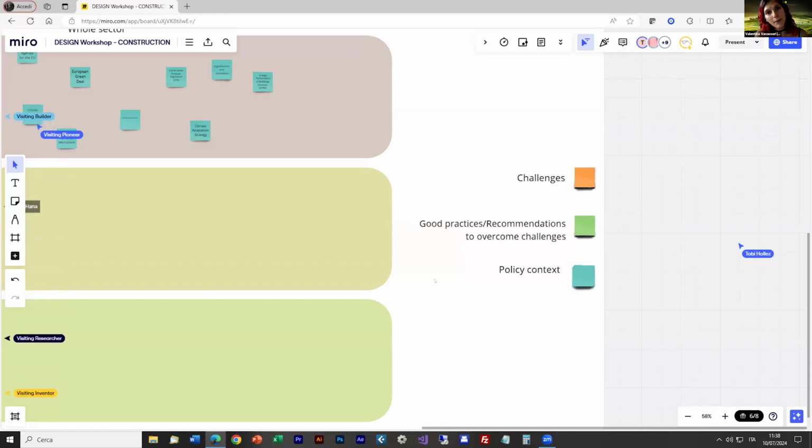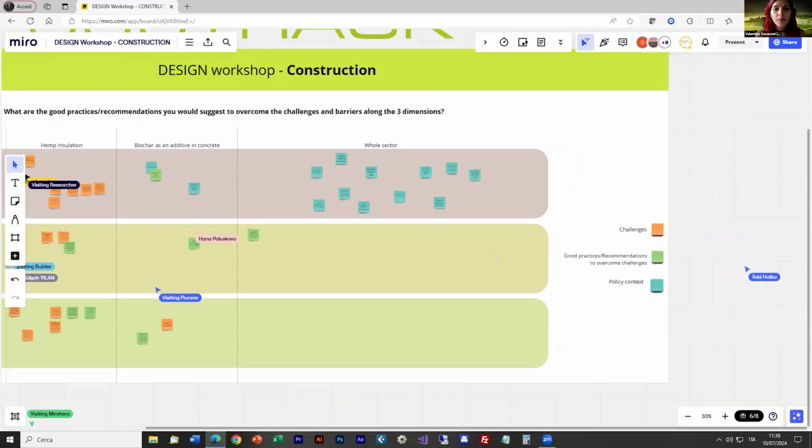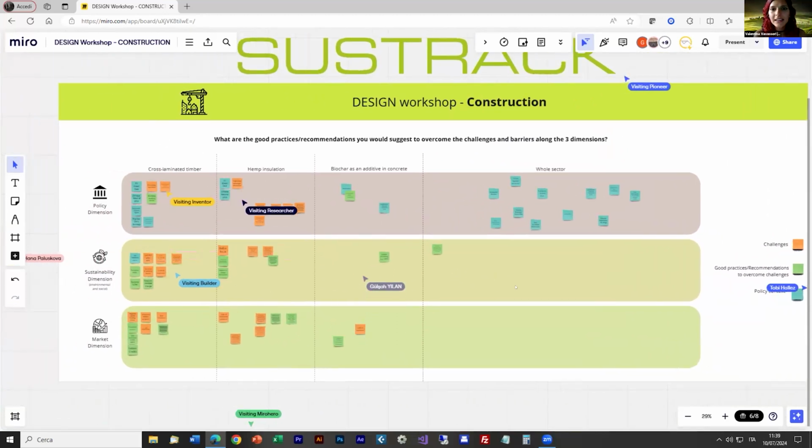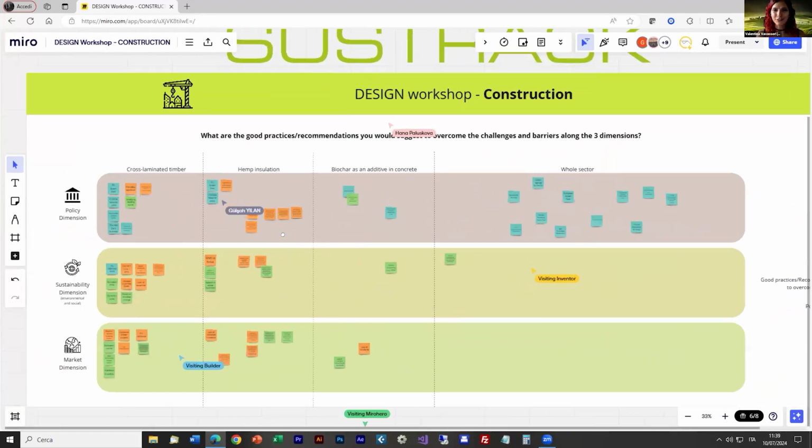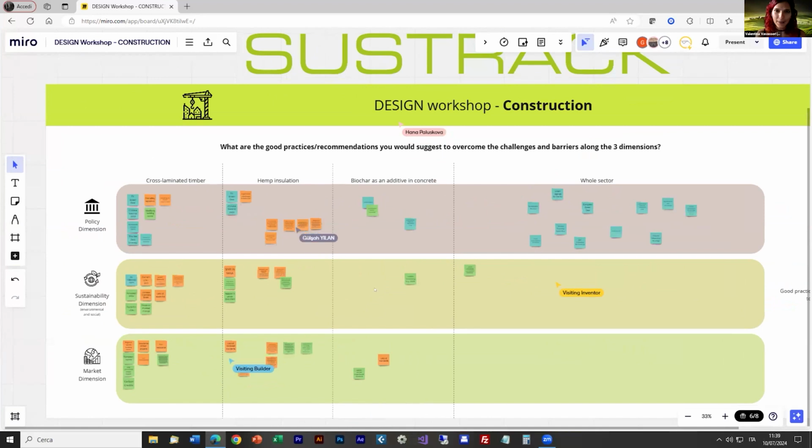So basically you will have 3 different post-its. One in red is to collect your challenges. Here we already reported the ones presented by our teachers today. In green, you will have the ones to collect good practices and recommendations from your specific experience, also referring to specific challenges. And in blue, you have the policy context, so in which policy context you operate. Note that all these post-its can be specific to the case studies, or you have a place also for the whole sector. So if you are working in construction, but not specifically in one of these 3 case studies, you can also give your contributions in the more general sector of construction and in your specific value chain.